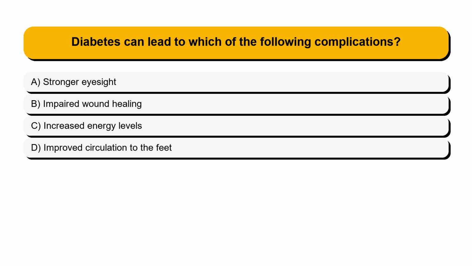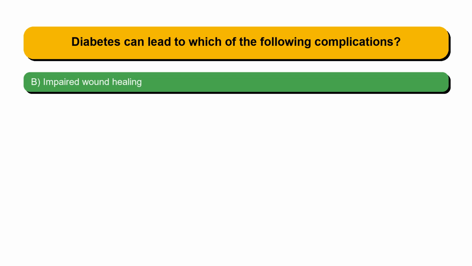Question 50. Diabetes can lead to which of the following complications? Option A. Stronger eyesight. Option B. Impaired wound healing. Option C. Increased energy levels. Option D. Improved circulation to the feet. The correct answer is option B.